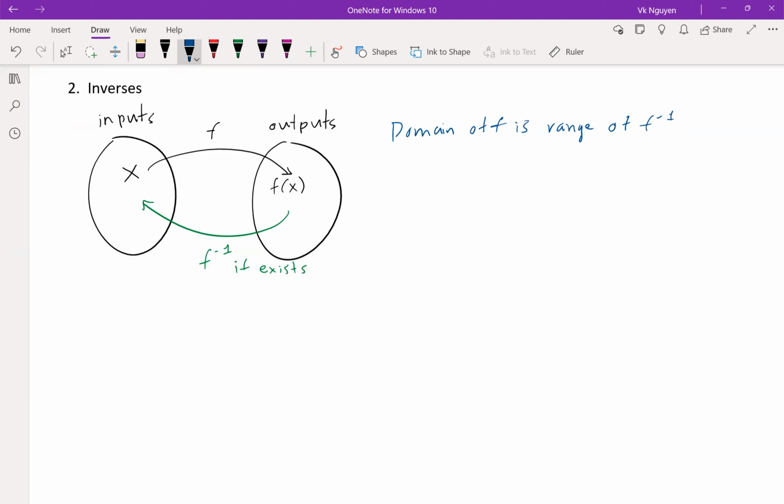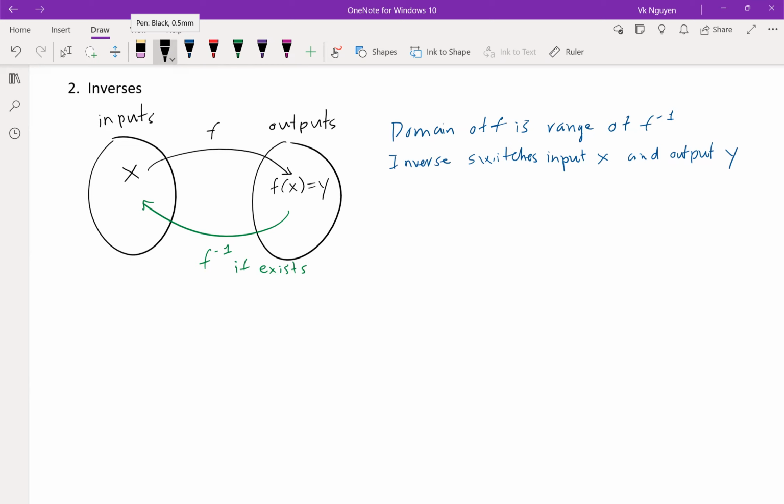So the inverse function switches input and output. Inverse switches input x and output y, because we can write f(x) as y. Okay, so now let's take a look to see when we can have an inverse.